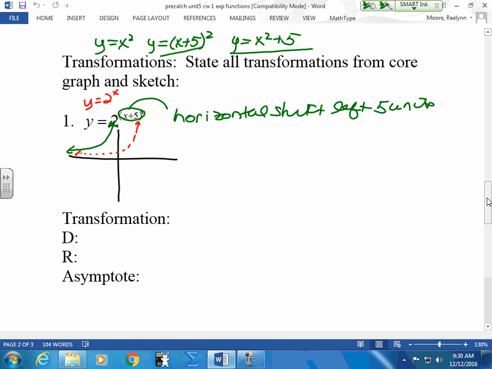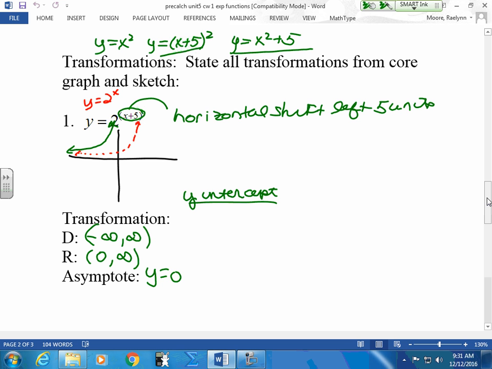Does my domain change? No. Did my range change? Nope. Did my asymptote change? Nope. What changed? The y-intercept. My y-intercept changed. So the only thing that we have to worry about is your y-intercept.